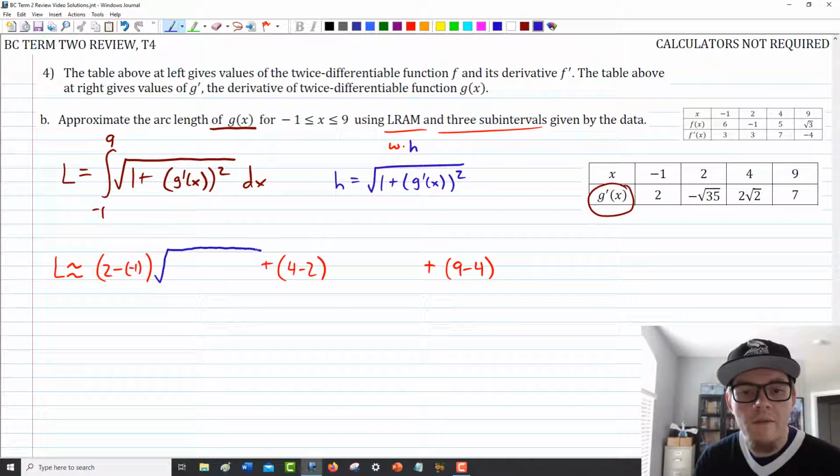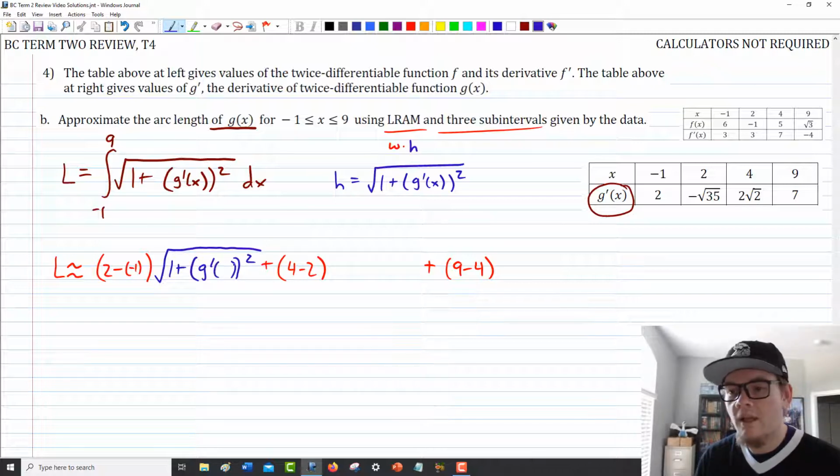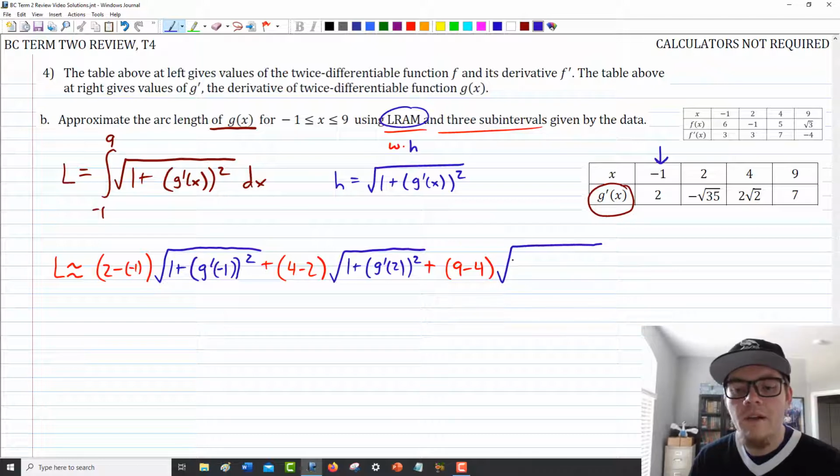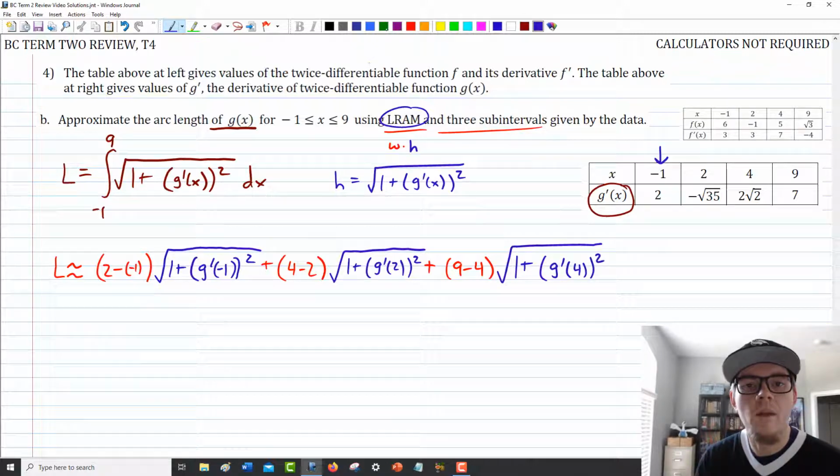So for the first one, we'll have the square root of 1 plus, then we'll have g prime squared. As far as which value we'll be plugging in, since we're using LRAM, we're going to use the left values. So we're going to be using g prime of negative 1. For the next one, we'll have 1 plus, and then we'll use g prime of 2, since that's the left endpoint on the interval from 2 to 4. Finally, we'll have the square root of 1 plus, and then it'll be g prime of the left endpoint, which is 4 in this case.